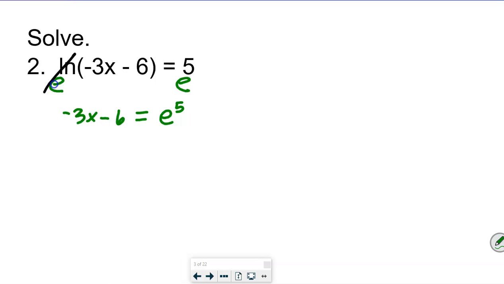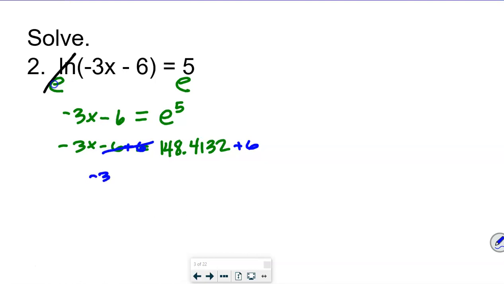And you can either turn that e to the 5th power into a number at this point, or you can keep working the problem. So I'm actually going to turn the e to the 5th into a number at this point. So I'm going to turn it into 148 point, and I'm just going to put 4 decimal places for now because I would just leave this in my calculator, right? So then that's equal to negative 3x minus 6. So then I'm going to add 6 to both sides, right? So that's gone now.